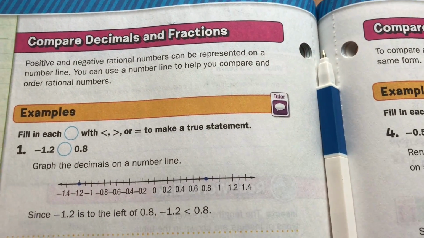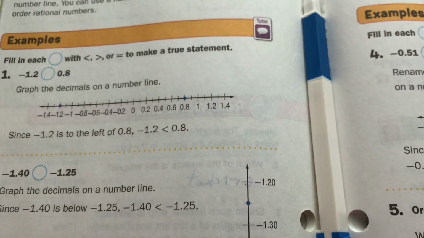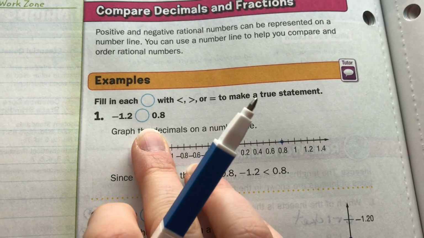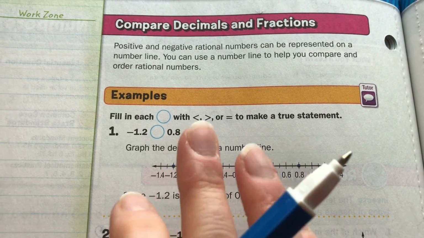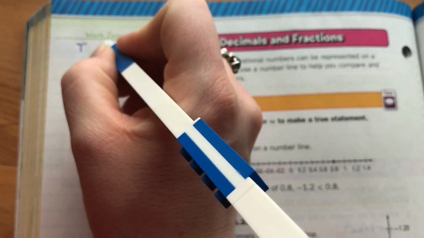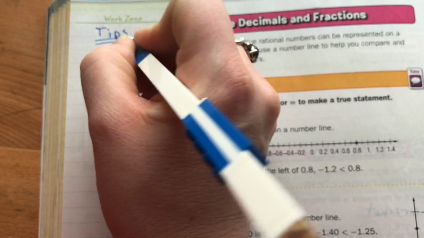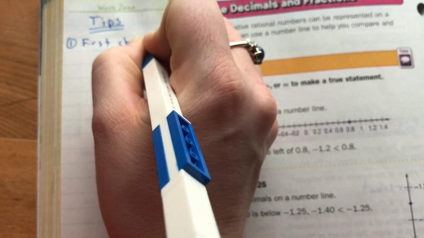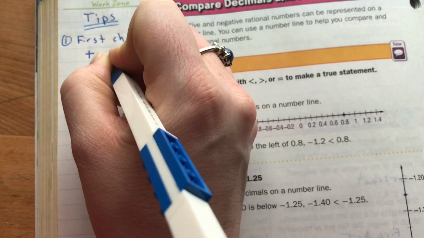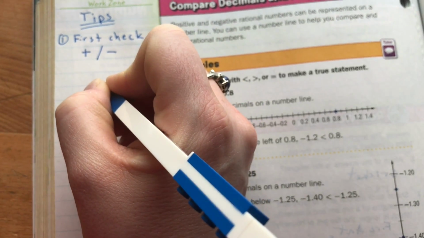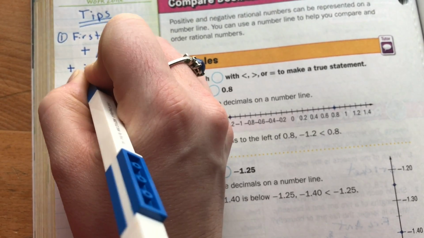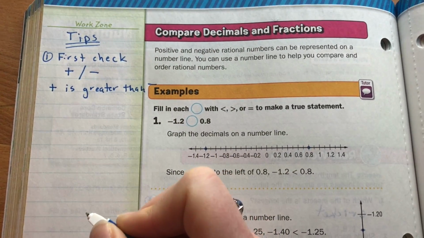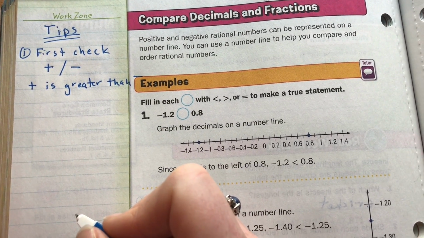Now I've got some tips for you about this. Let's remember, first, when you're looking at positive and negative numbers, the positive is always greater. So that's tip number 1. Let's remember that over here on the left. So tips. 1. First, check positive versus negative. Positive is greater than negative. So a positive number is greater than a negative number.